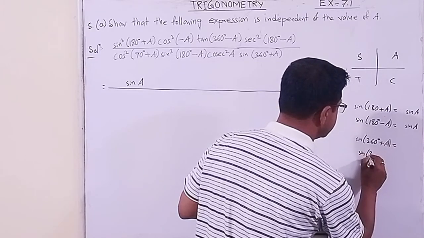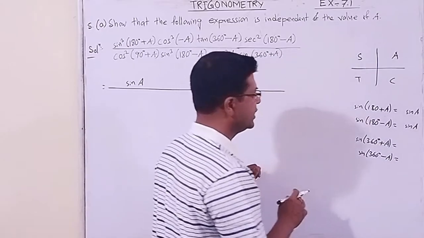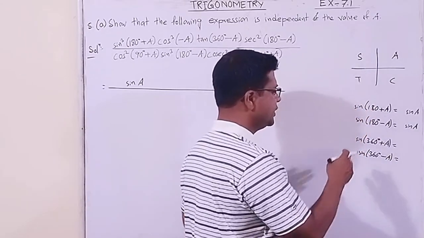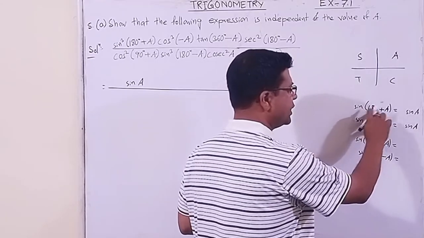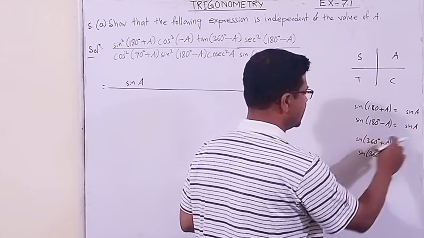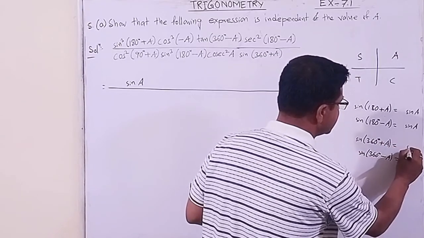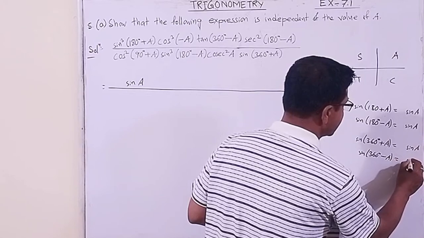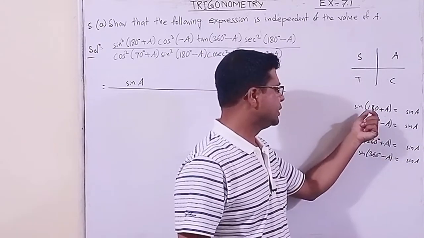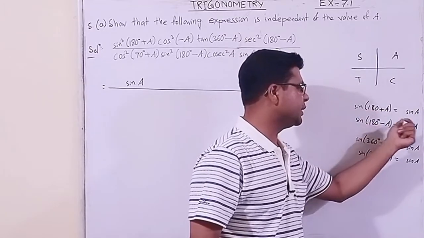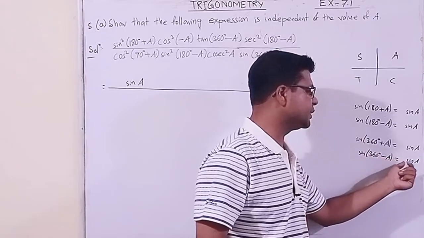Sine of 360 minus a. Suppose I am explaining with the help of sine only. Whatever the trigonometric ratio, you will do the necessary thing. Here whenever there is 180 plus a or minus a, it is sine a. If there is 360 also, there also it is sine of a. Now onwards you can apply this formula also. 180 plus a, sine a. 180 minus a, sine a. 360 plus a, sine a. Sine of 360 minus a, sine a.